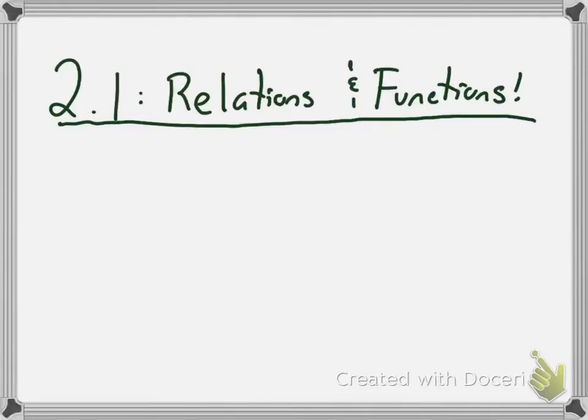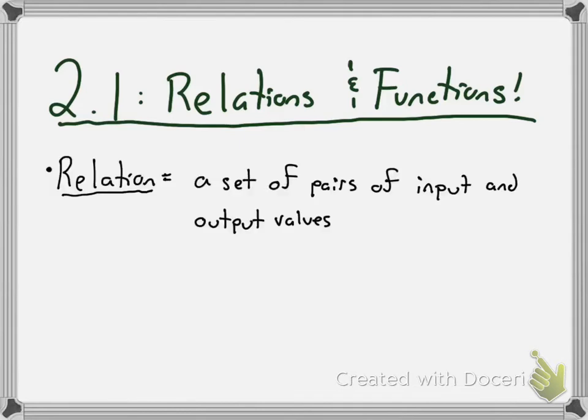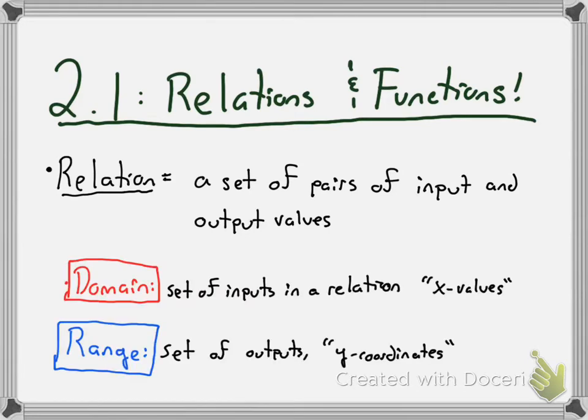All right, in chapter 2, we're going to start off talking about relations and functions. So a relation is a set of pairs of input and output values. And just some vocab real quick, a domain represents all the set of inputs of a relation, or all of your x values. Your range would be the set of your outputs, or in other words, your y coordinates.